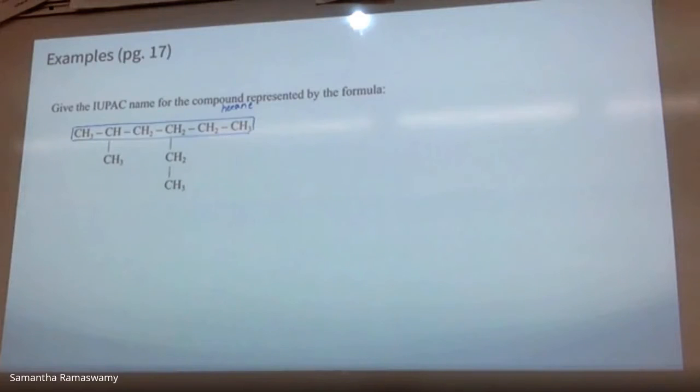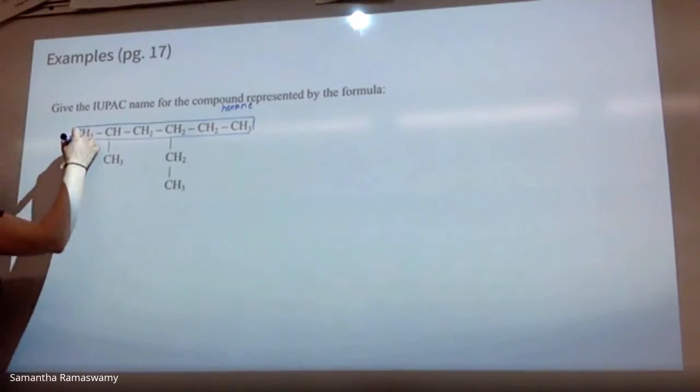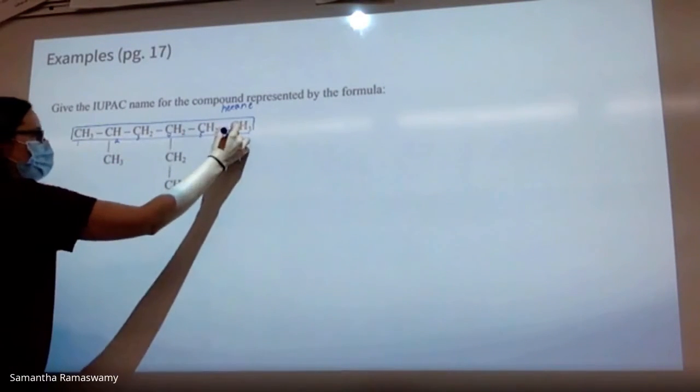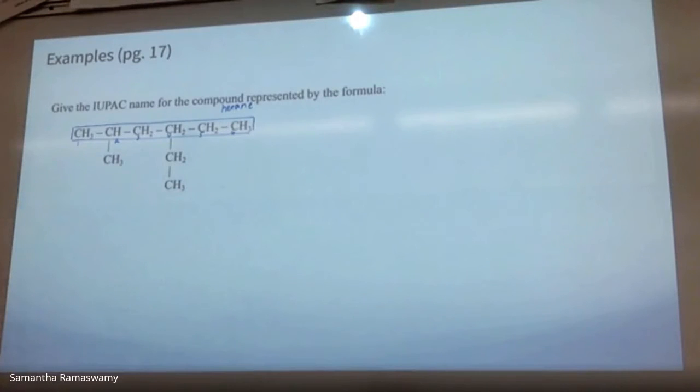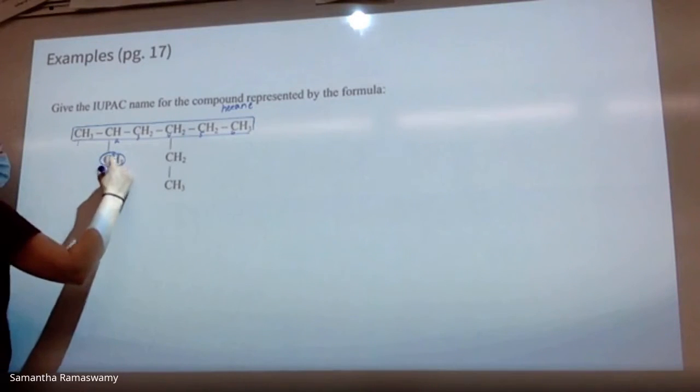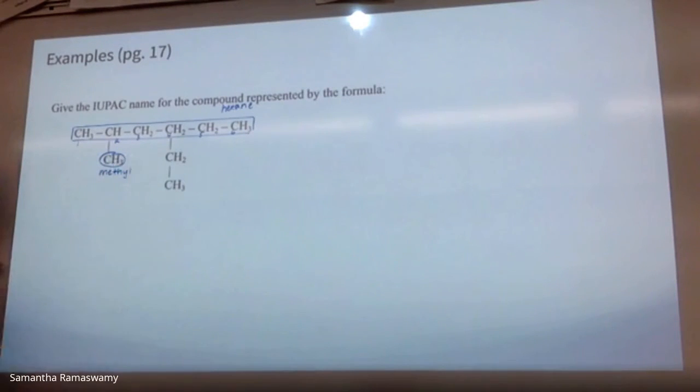Now we have to figure out which way to number. Start at the end closest to a substituent. That's going to be this side. 1, 2, 3, 4, 5, 6. Now, what I like to do is name the substituents. CH3 group, that's a methyl group. It has 1 carbon.